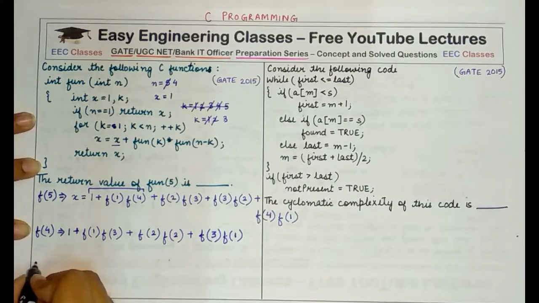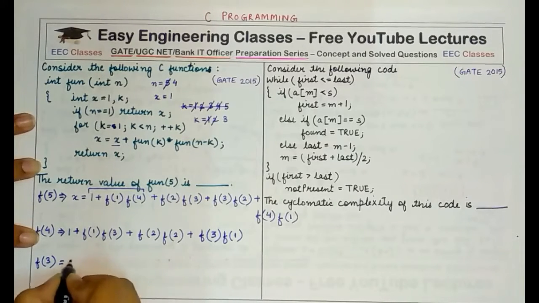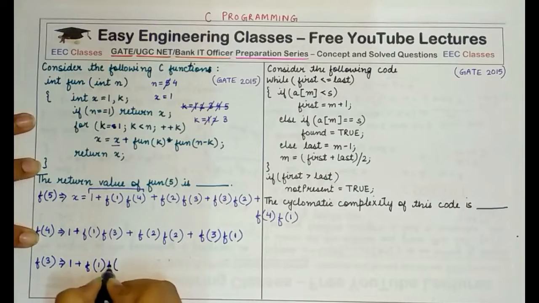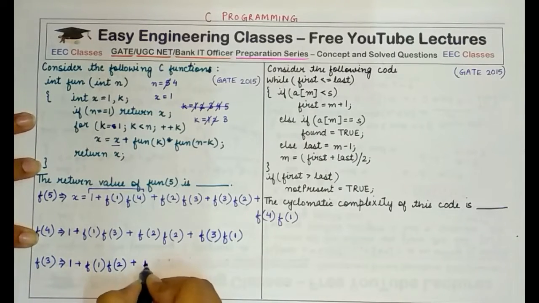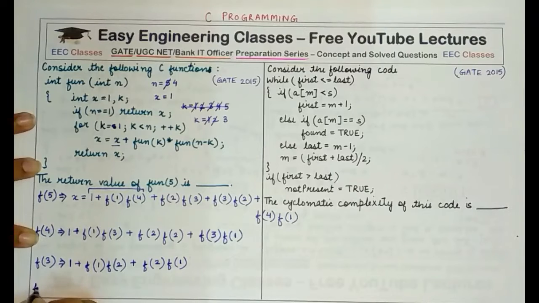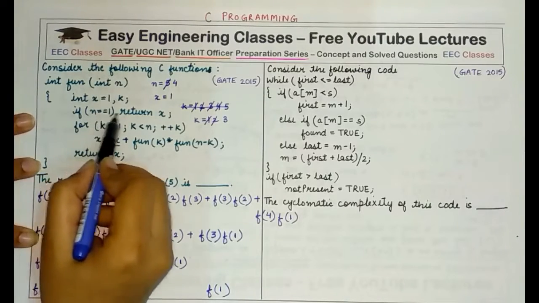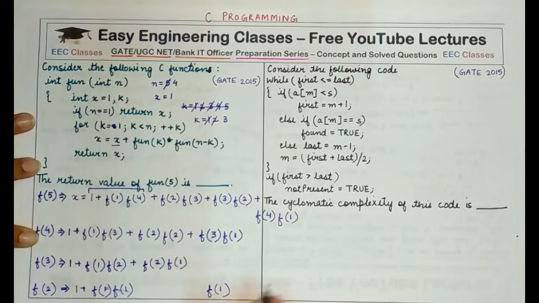Alright, now for f equal to 3, what would be the values? See, we need f of 3 here also. 1 plus f of k, k is 1 multiplied by 3 minus 1. Okay, so in this iteration, this is n minus k, that means 3 minus 1 is 2. Then f of 2 multiplied by f of 1. This is what would be the last statement. Then calculating f of 2 would be 1 plus f of 1 multiplied by f of 1, and finally f of 1 would be, if n is equal to 1, return x. That means we return the value 1 here.